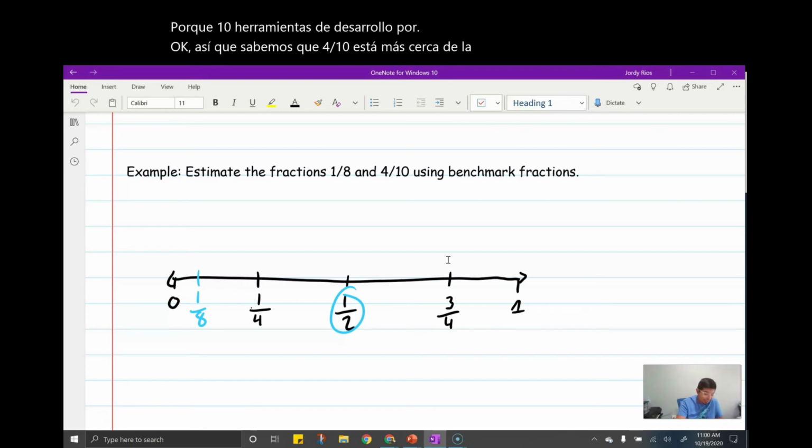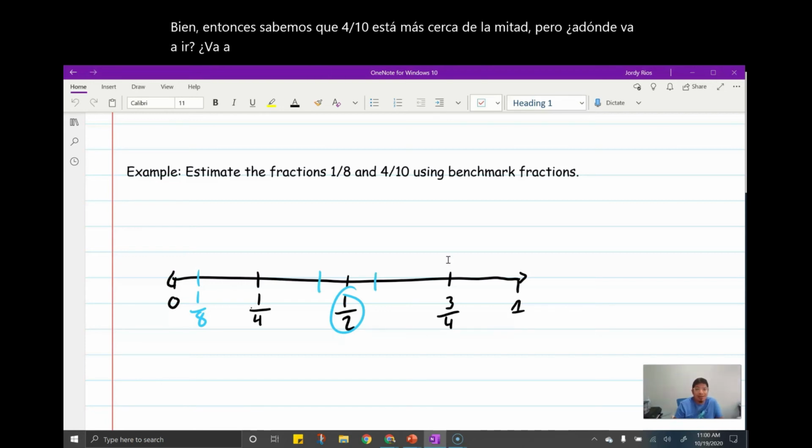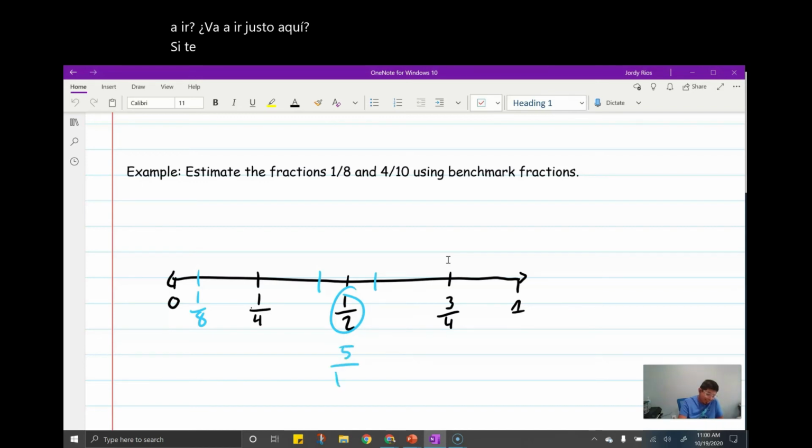Is it going to go right here? If I said that 5/10 is in the middle because it's equivalent to a half, where would 4/10 go? Left side or the right side? Good, the left side. 4/10. Good job.